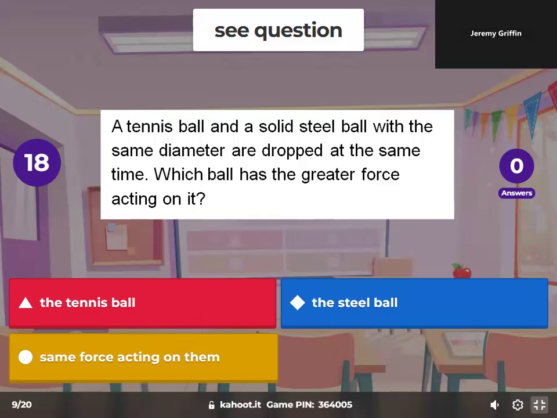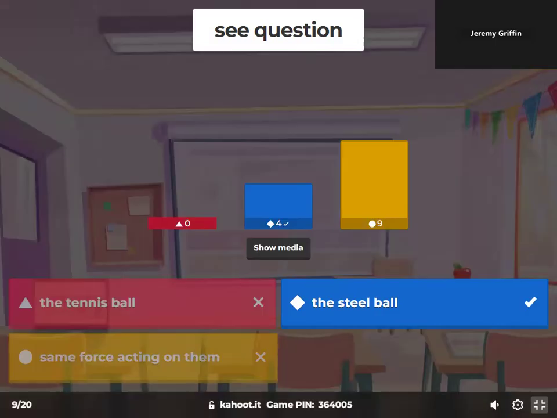A tennis ball and a solid steel ball with the same diameter are dropped at the same time. Which ball has the greater force acting on it? Greater force, right? If you're holding them in your hand, which would be heavier? That's another way to say it.